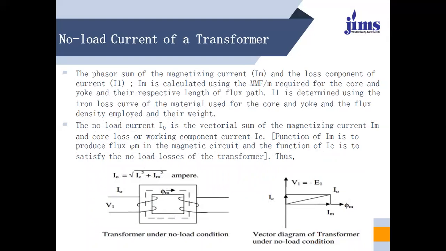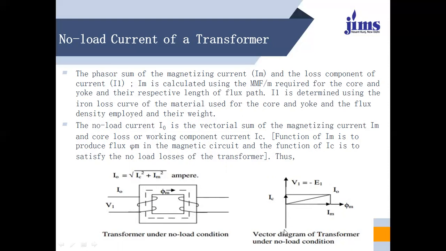So this will be the circuit diagram of the transformer. Over this side we are given the input supply source, and the load will be connected. The primary winding is connected with the source and the secondary winding is connected with the load. The flux will be formed by the primary winding and will flow from the left side towards the right side and circulate in this format. So I0 comes out as the square root of Ic square plus Im square, in ampere.